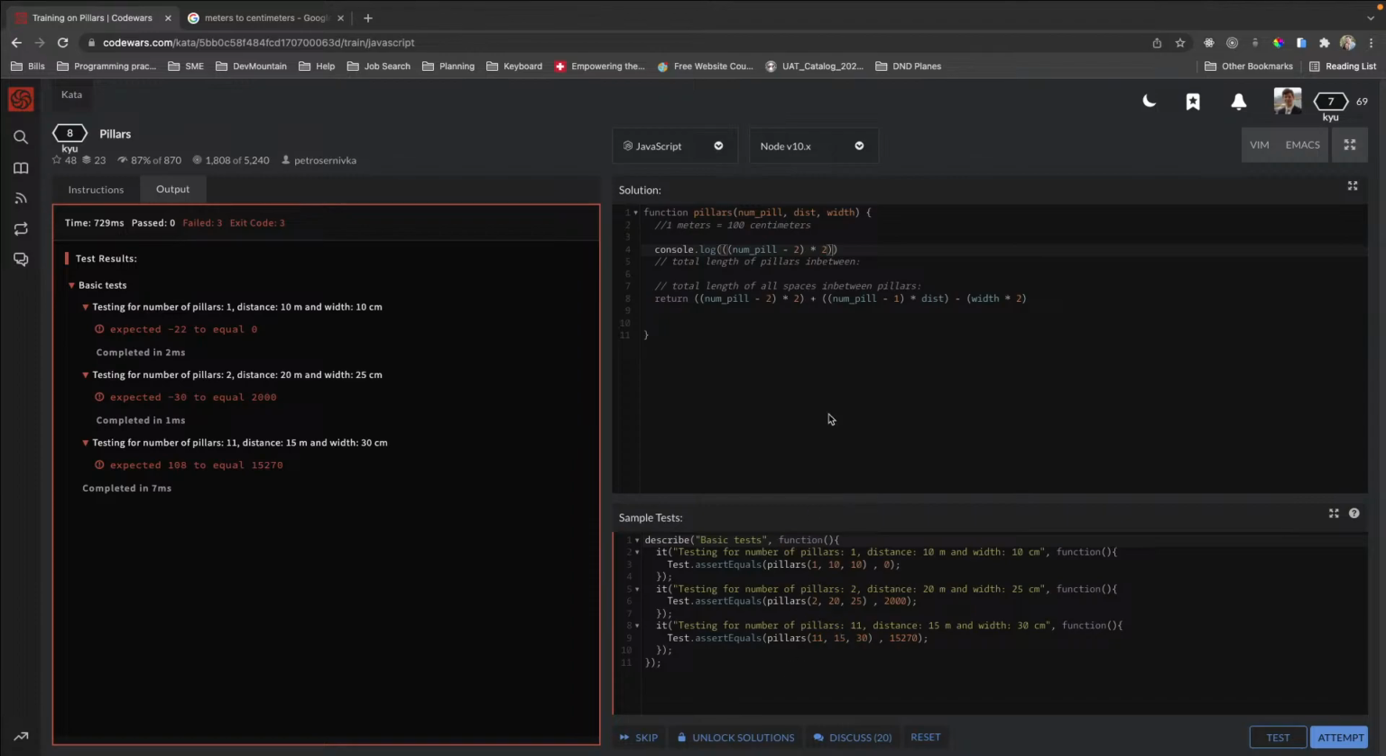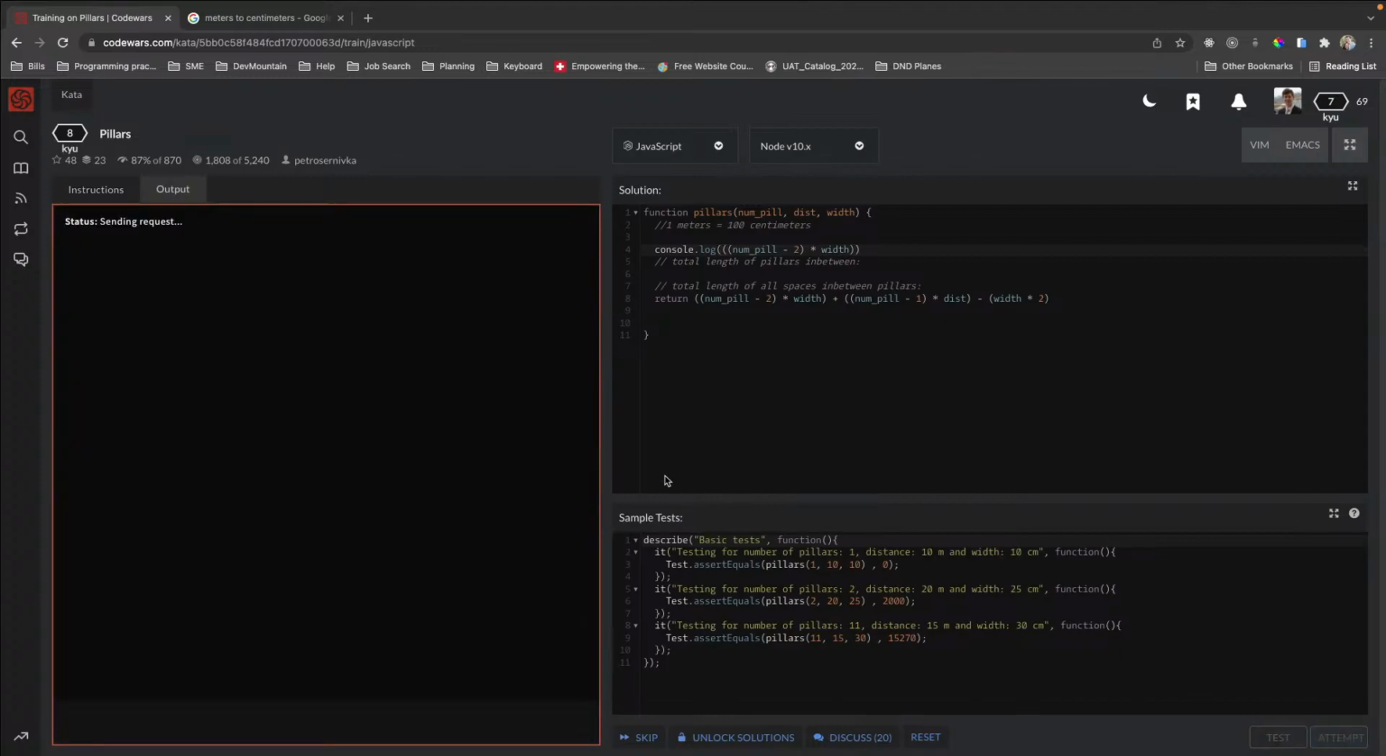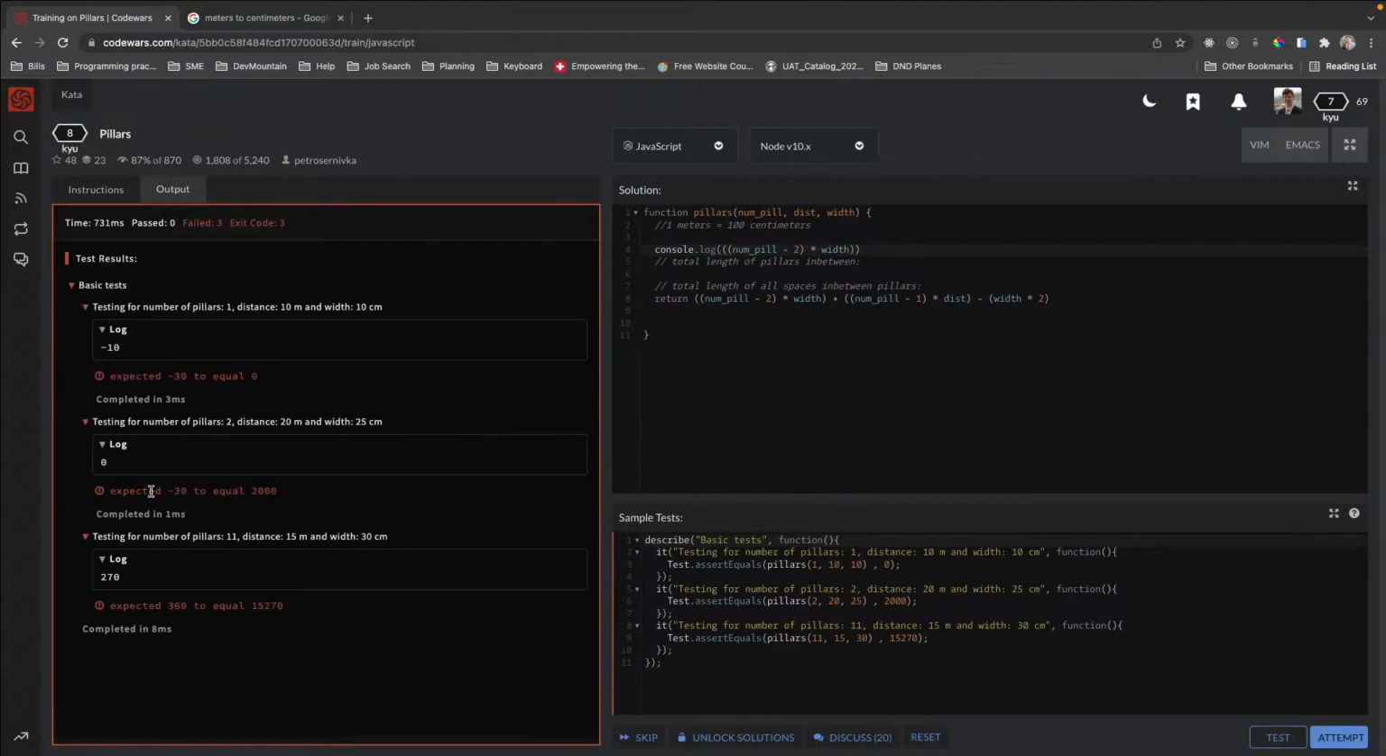Times, why are we doing it times 2? That makes no sense. It's 9 times the width of the pillar. Sorry, I'm a little tired. Okay, so that should give us the distance of pillars. Yeah, and that's expected, but that should be right.